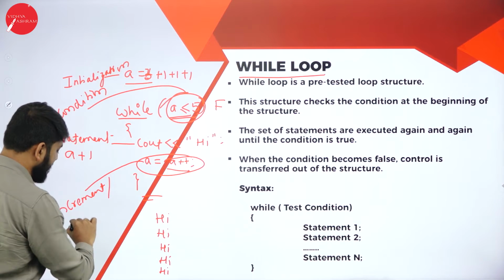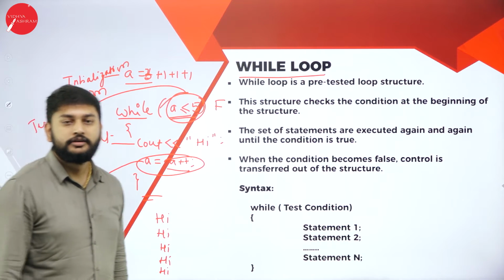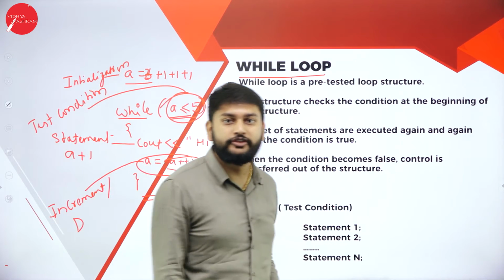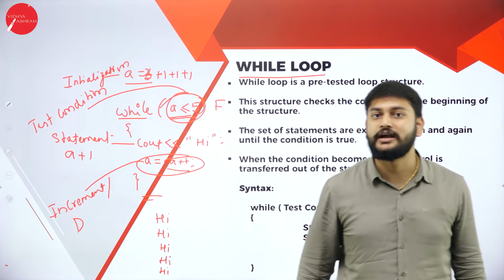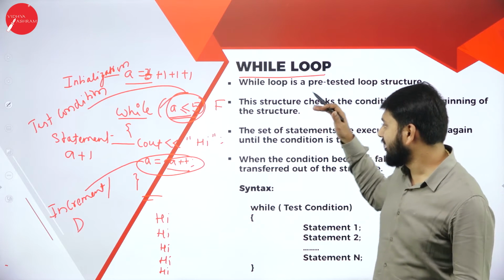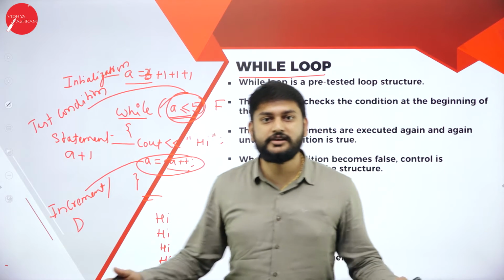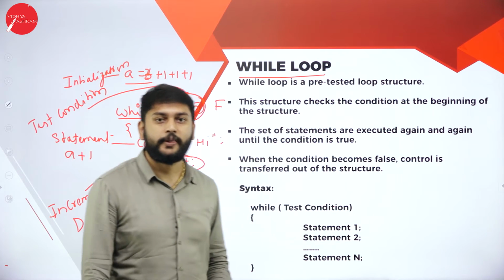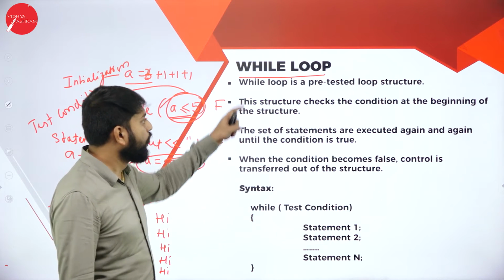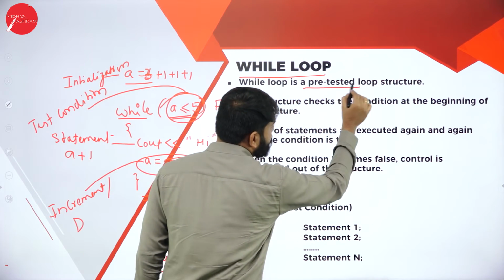These are the different parts of the while loop. First it checks the condition, then it executes the rest. If the condition fails, then it will not execute. That is what you need to understand. While loop is a pre-tested loop structure.